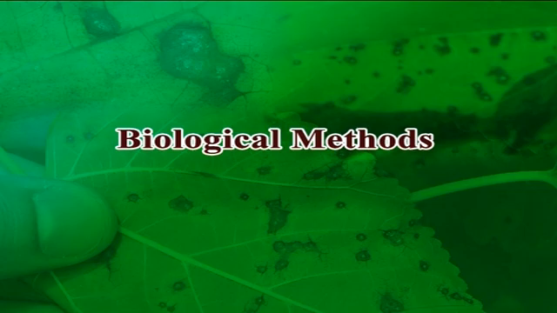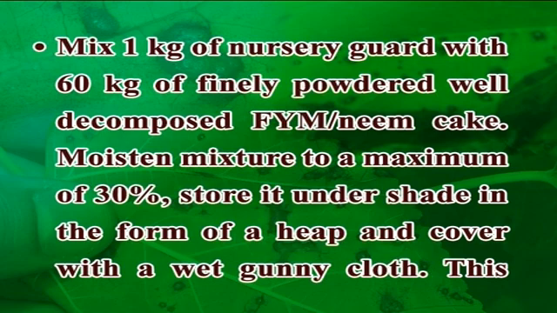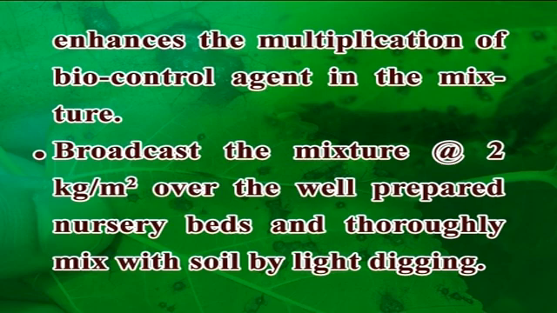Biological methods. Nursery guard. A bioformulation of Trichoderma pseudokoningii can be used for long-term protection, better survivability and growth of saplings. Mix 1 kg of nursery guard with 60 kg of finely powdered, well decomposed farmyard manure or neem cake. Moisten the mixture to a maximum of 30%. Store it under shade in the form of a heap and cover with a wet gunny cloth. This enhances the multiplication of the biocontrol agent in the mixture.